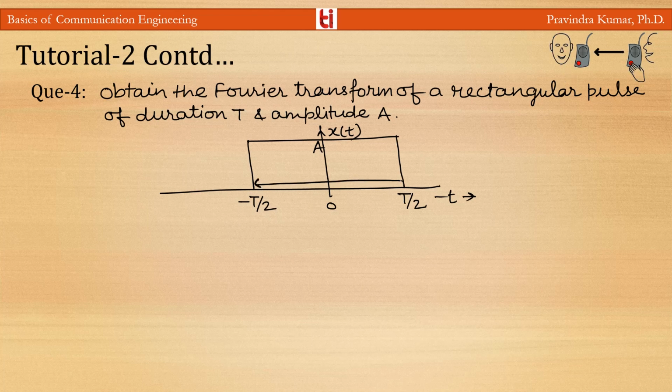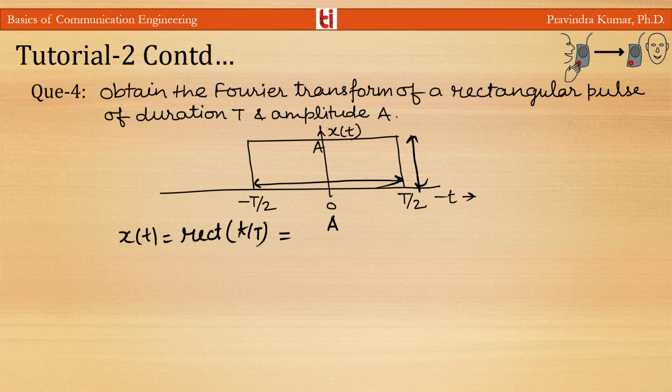This is the rectangular pulse, the duration is T and amplitude is A. The rectangular pulse can be expressed as x(t) = A rect(t/T). For the duration of T, it's having amplitude A, where t is between -T/2 to T/2, and else it is 0. So this rectangular pulse can be represented in function form as this, and this is also known as gate function.